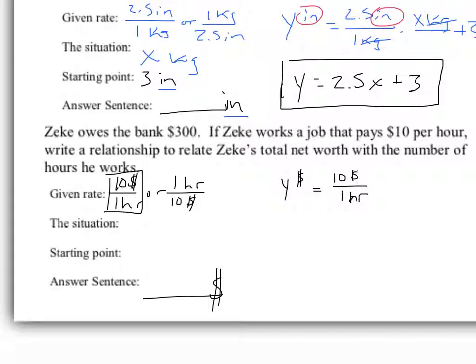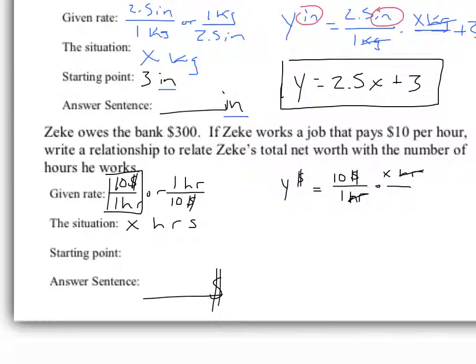Which means my situation should be what? James. Situation. We moved on from our rate. So what do I need my situation's units to be, if the units are going to cancel out right? Yeah, X hours. So our situation is X hours.